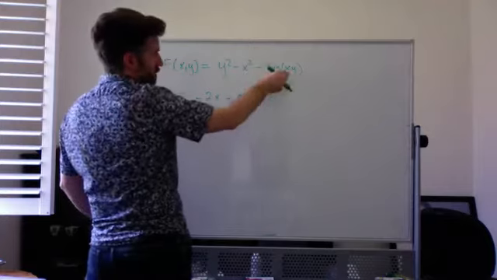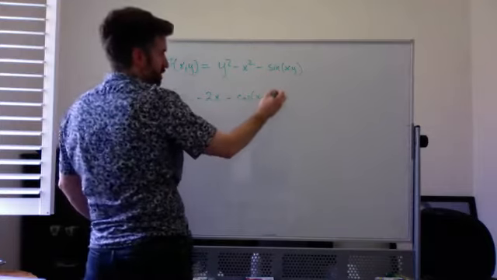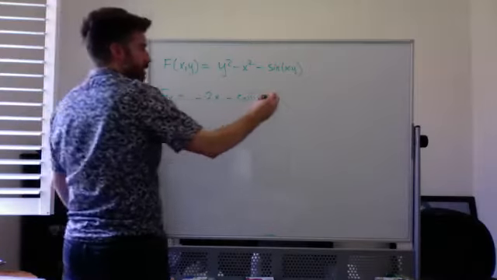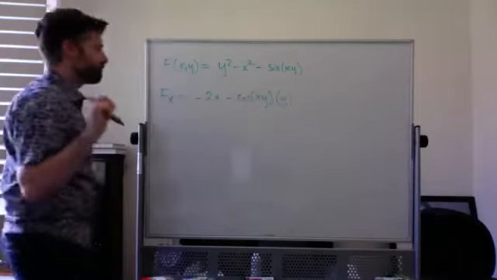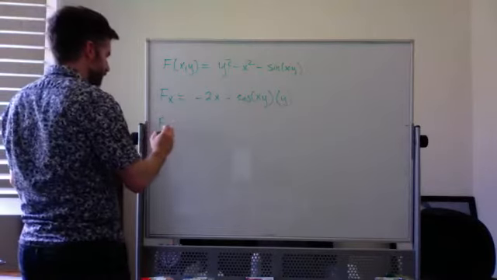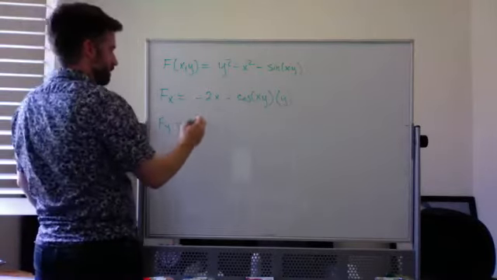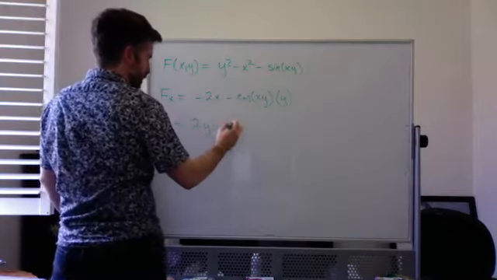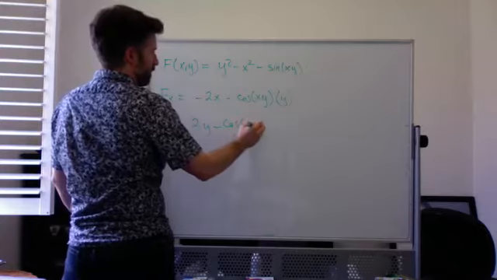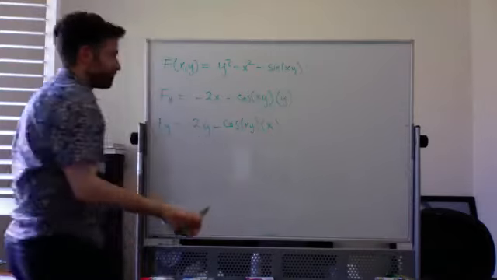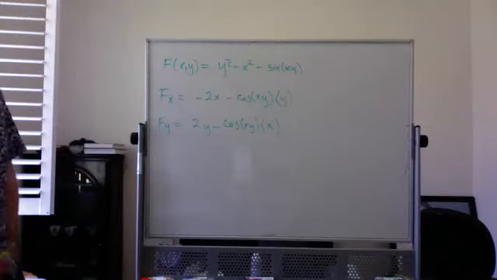So the derivative of sine of some stuff is cosine of the stuff times the derivative of that stuff. Derivative of x, y with respect to x is just y. Okay, and then fy is equal to, let's see, it's going to be 2y. Again, the derivative of sine some stuff is cosine of stuff times the derivative of stuff, which in this case is just x.